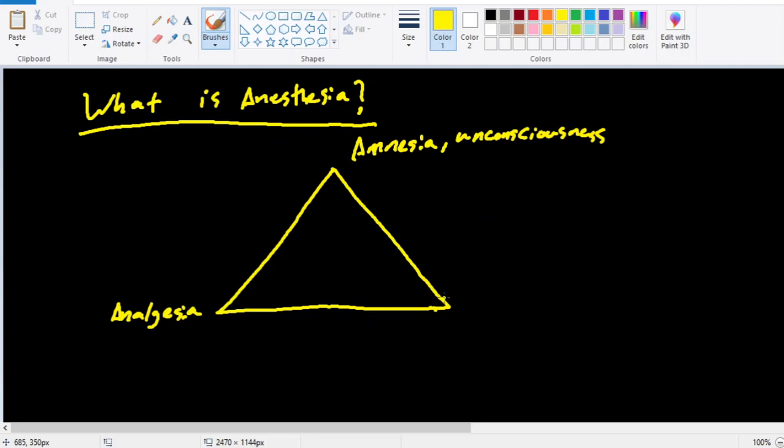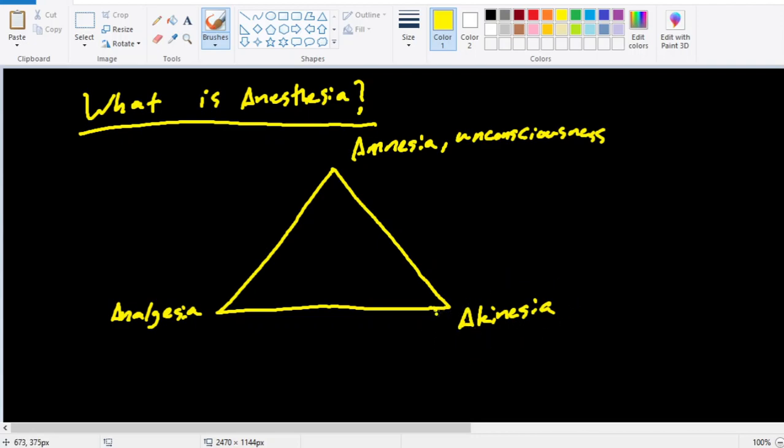And then the third component of anesthesia has to do with while they're undergoing surgery. When the surgeon makes the incision, you want that patient not to respond to a surgical stimulus like incision or cutting or suturing, things like that. So you want to make sure that the patient is not moving, or in other words, you want to make them akinetic. So akinesia is the third point of the anesthesia triangle.